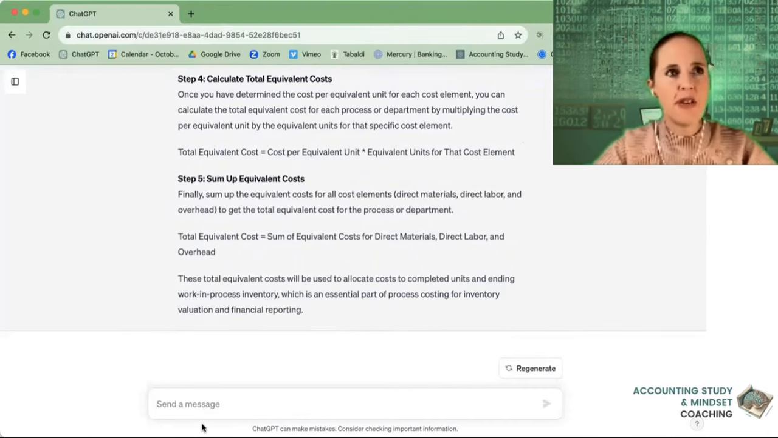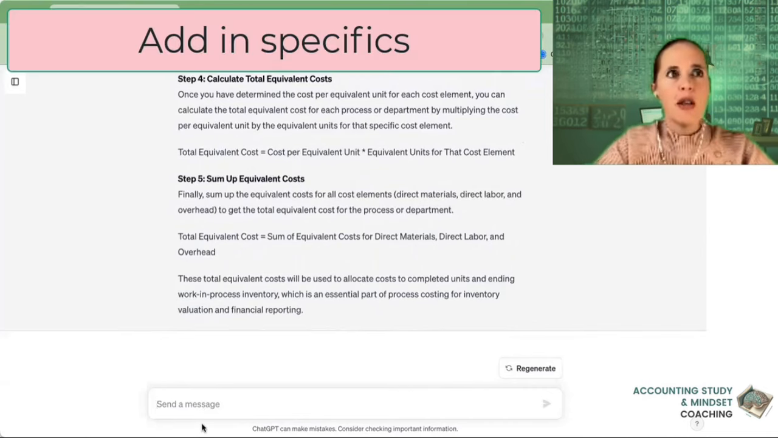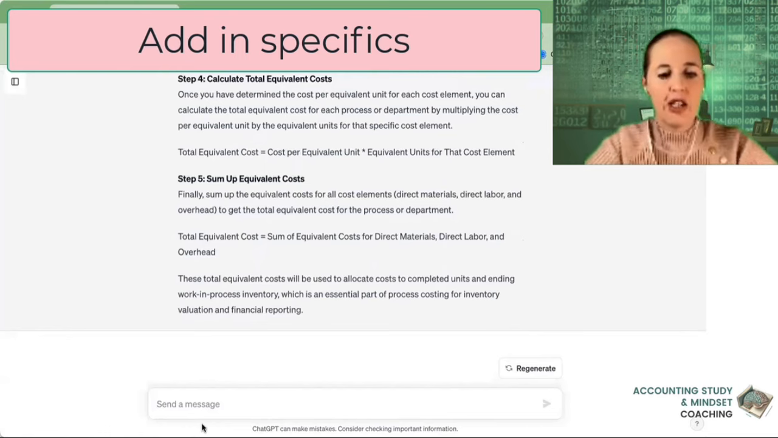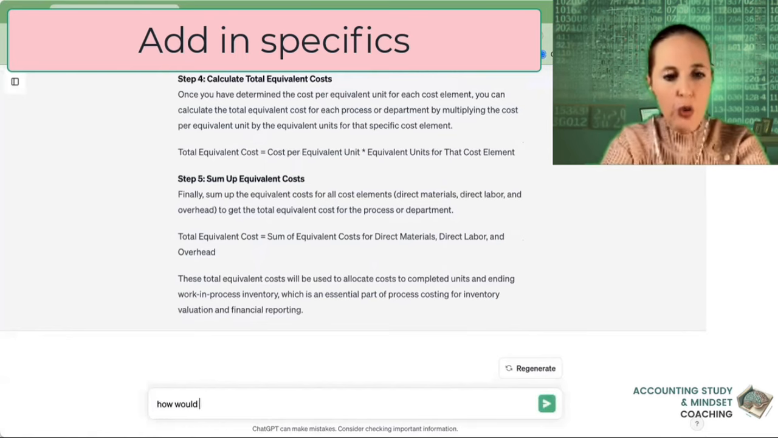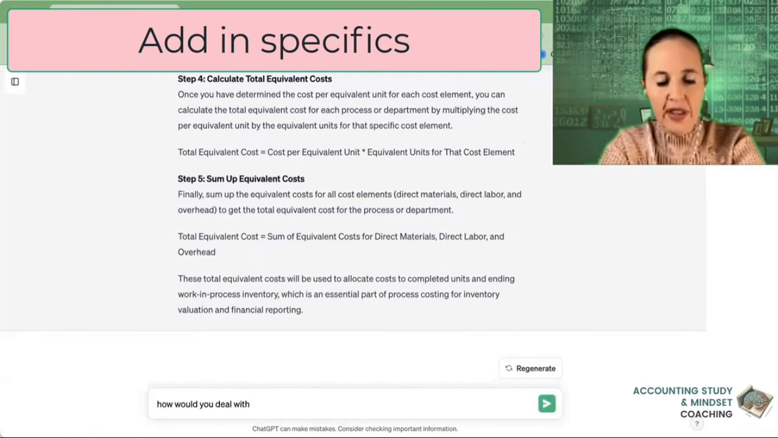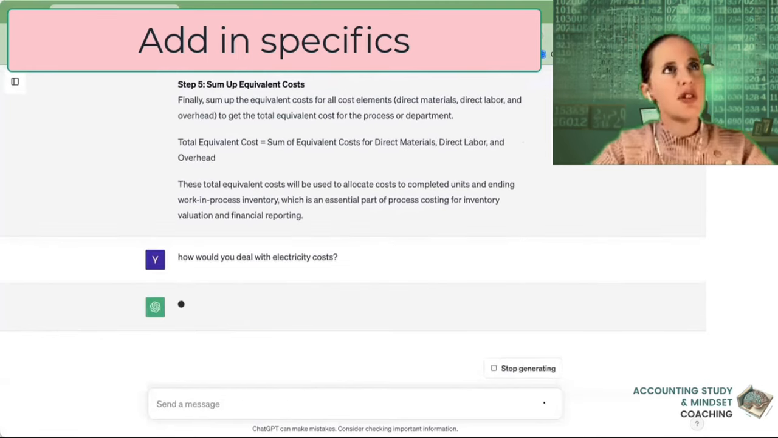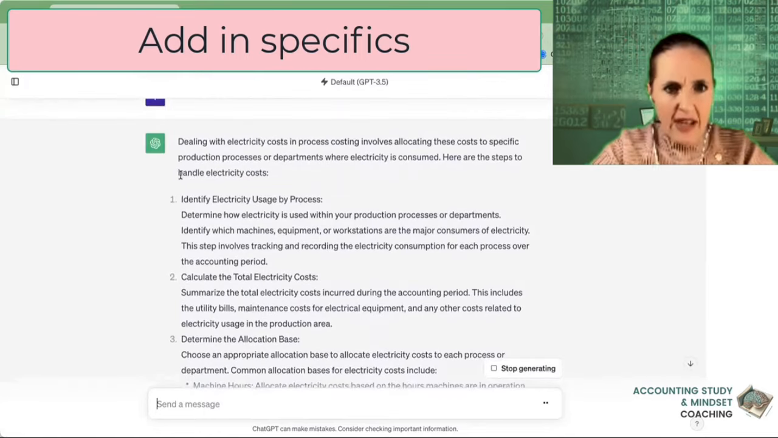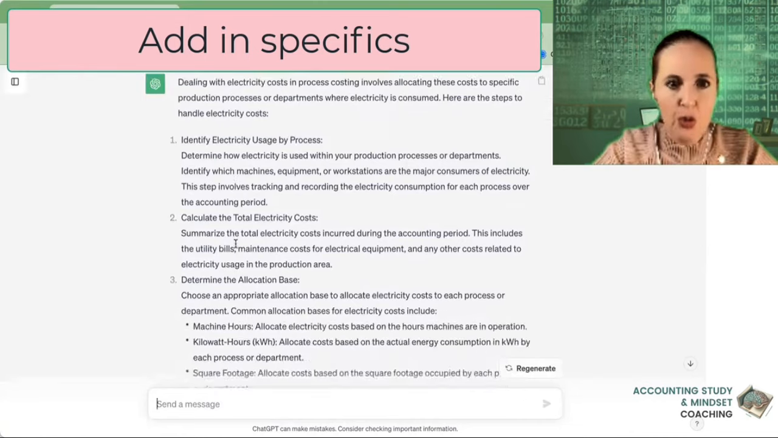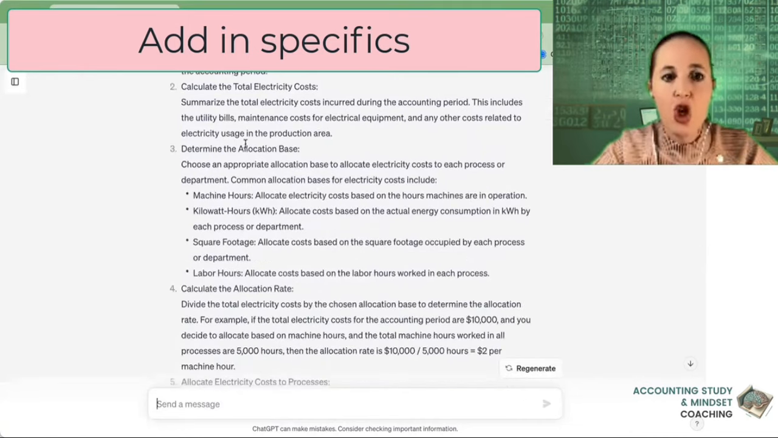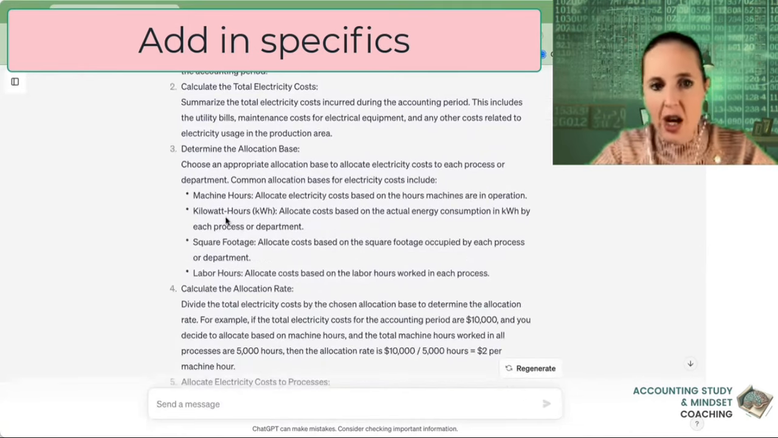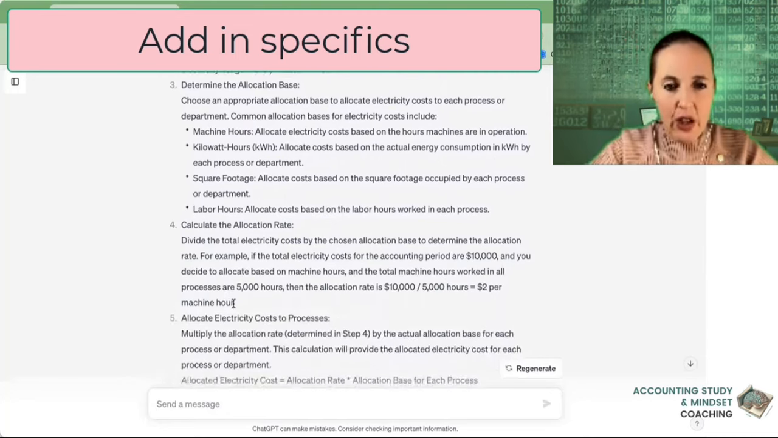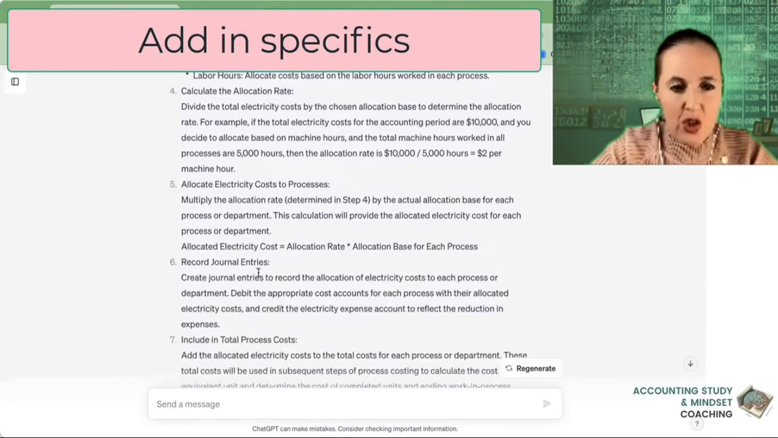We can get more specific and go, well, what I really want to know is how would you calculate a specific cost? So how would you deal with electricity costs, because there's a specific cost and you're saying, I don't know what you do with that. How do you deal with that? So here are the steps to handle electricity costs. Determine how much electricity is used in your production process, calculate the costs, determine the allocation basis, machine hours, and calculate the allocation rate, allocate electricity to processes.